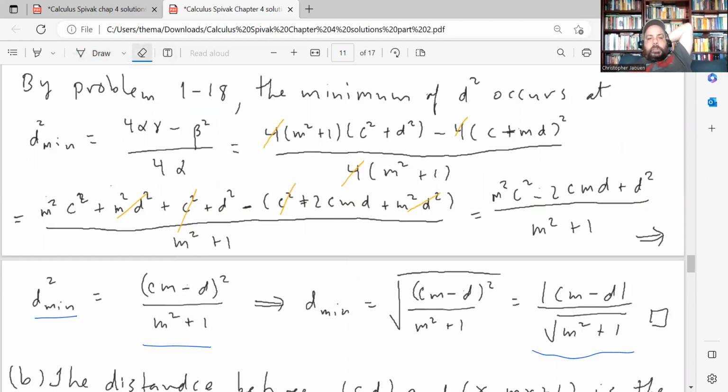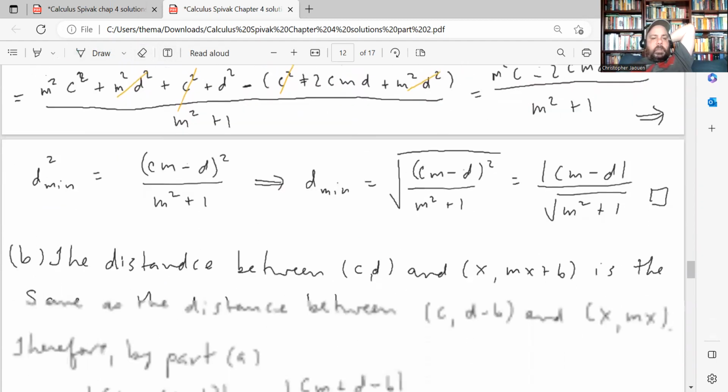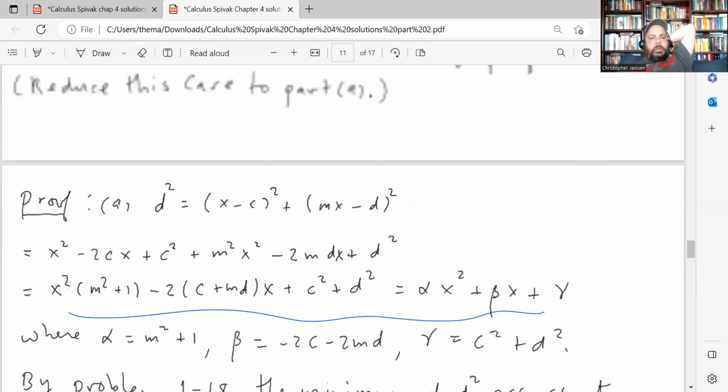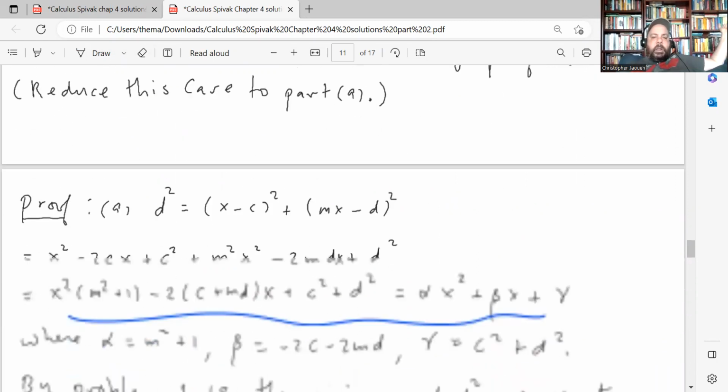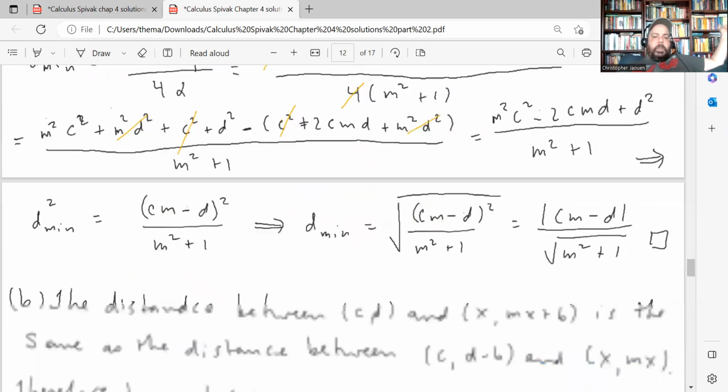Again, if you want to see the solution to problem 118, you can go back to the videos for chapter 1 in the playlist. Right, and then there's a part B. Part B says, find the distance from (c, d) to the graph of f(x) = mx + b. Once you have part A, it's trivial to do this. You just reduce it to the case in part A. So let me show you how to do that.